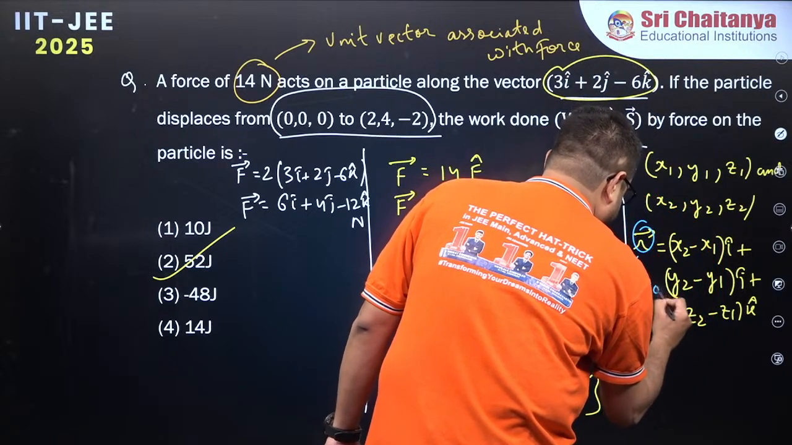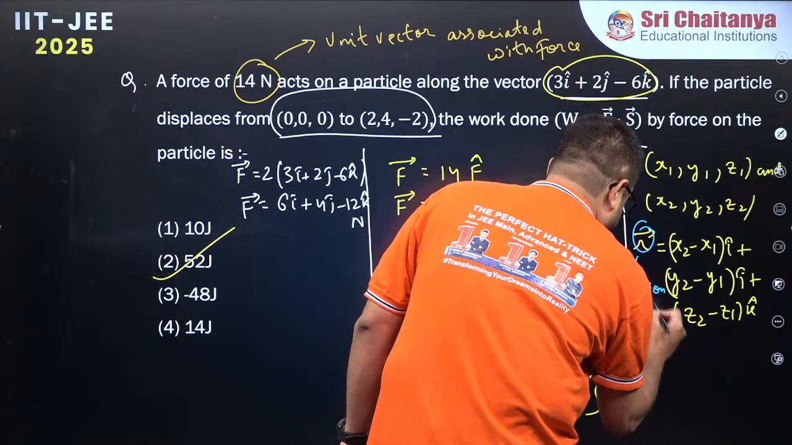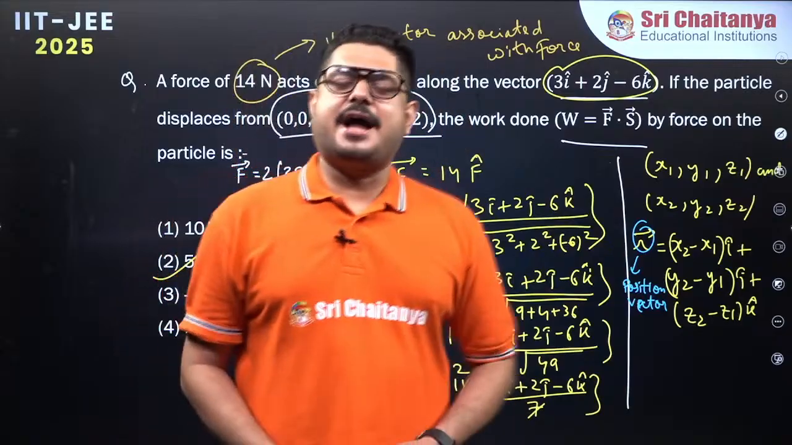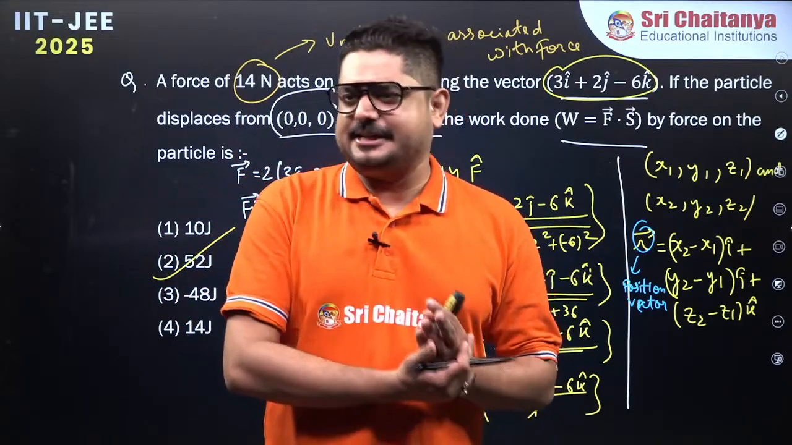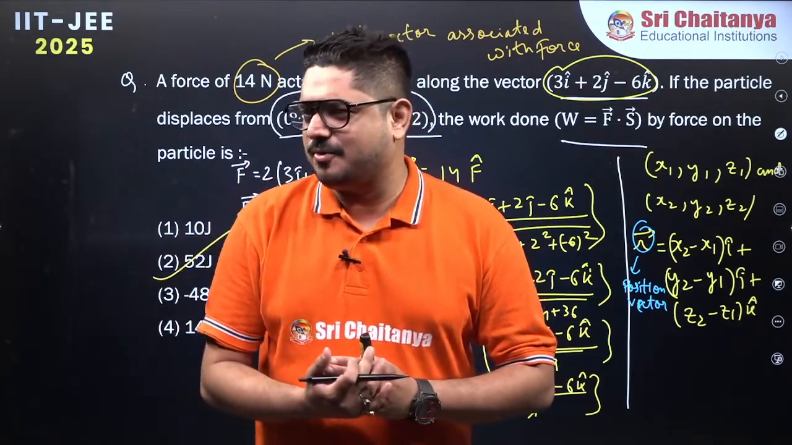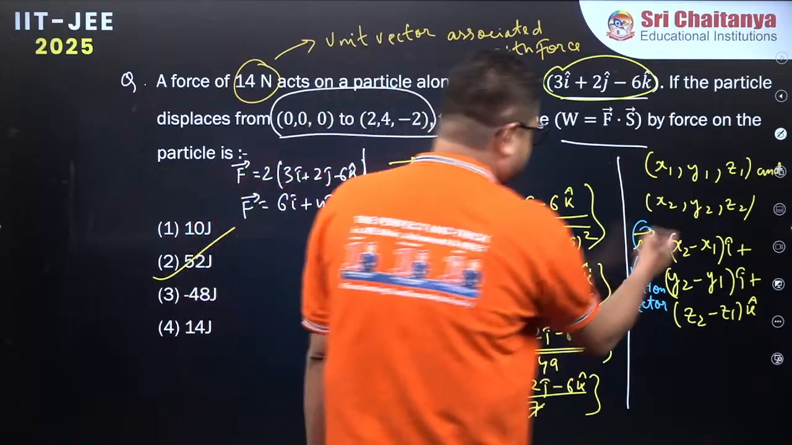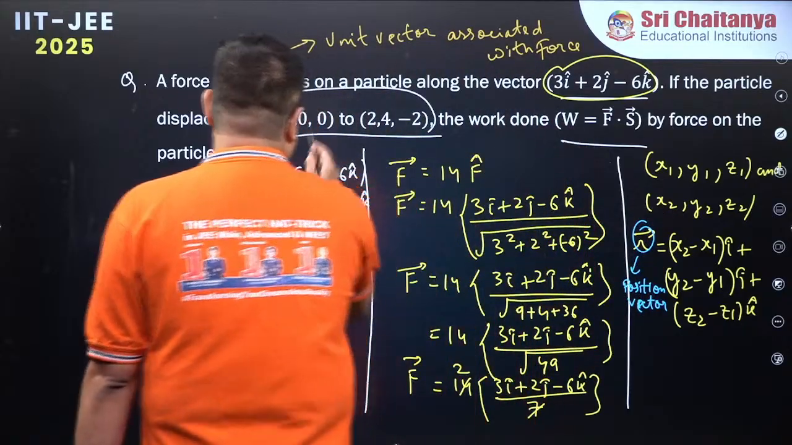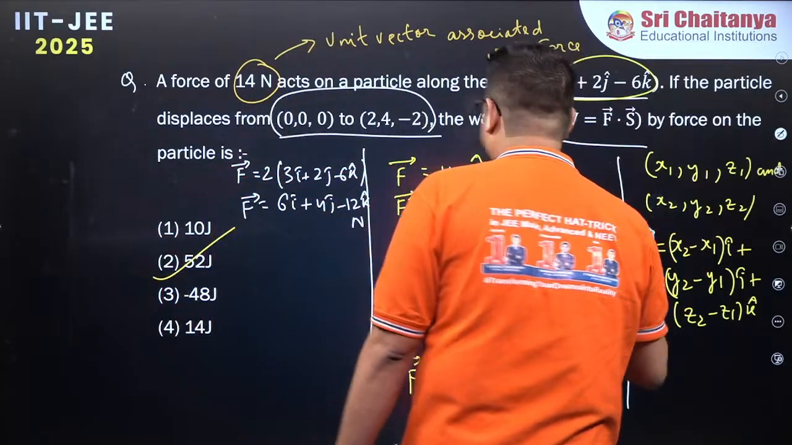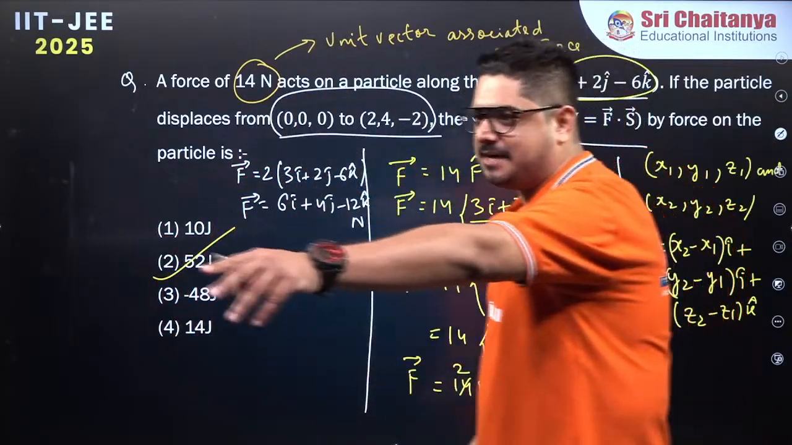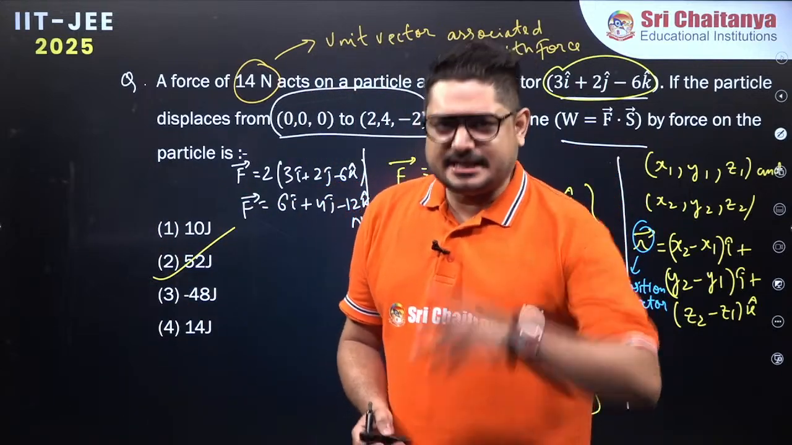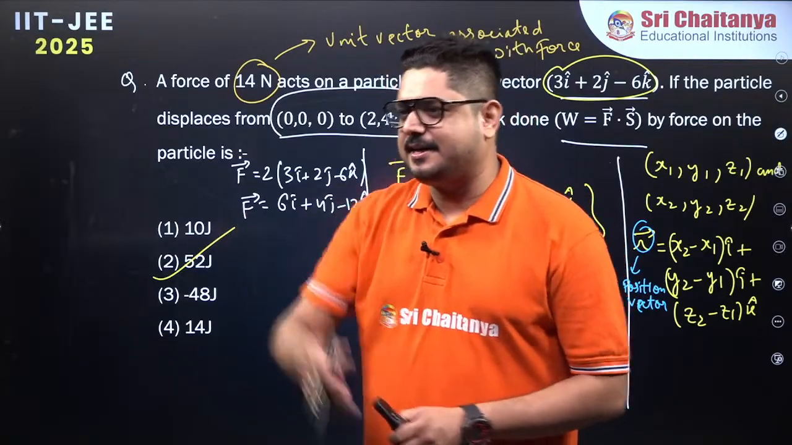In this question, they have asked you to find the displacement vector, so we are trying to find the value of the displacement vector itself. What needs to be done? There are two coordinates: 0, 0, 0 and 2, 4, minus 2. What is going to be the displacement vector? Write down the displacement vector in the chat box, everyone. Let's see who amongst you will be able to write down the expression of the displacement vector correctly.